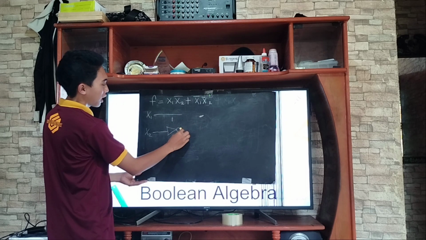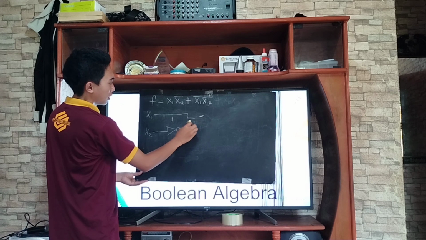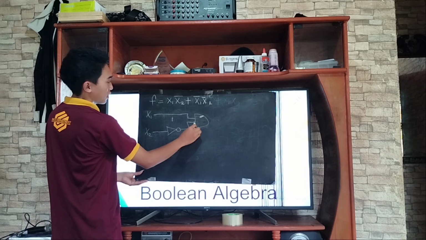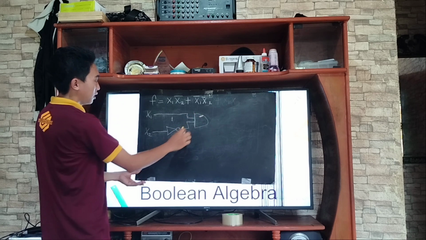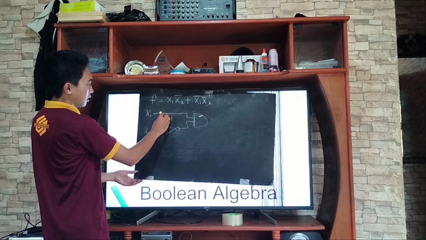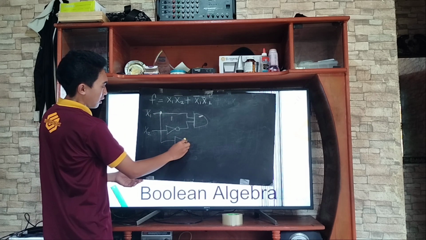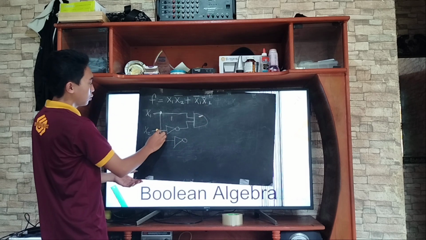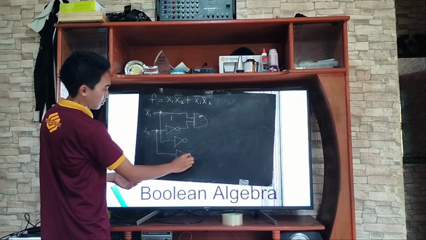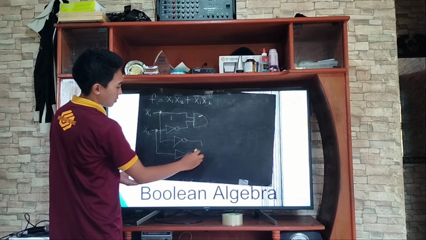And then times. The symbol of times is the AND gate operator. Plus bar x sub 1, times bar x sub 2, times.